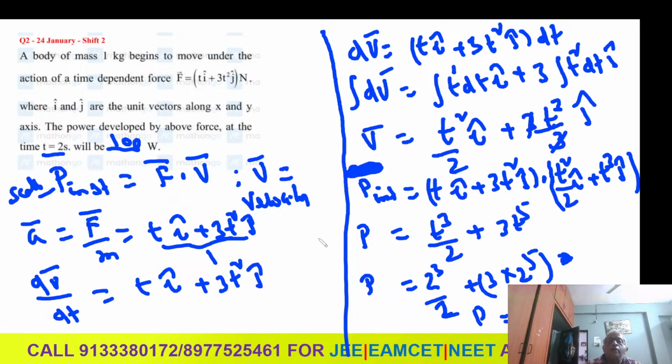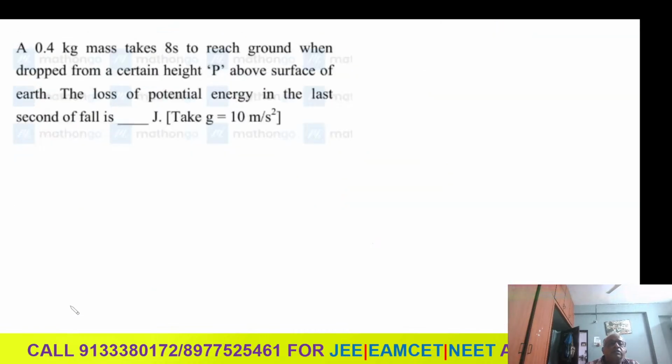100 watts. So this is a variety question where power is equal to F bar dot V bar. a bar is nothing but F bar by m. So F bar is nothing but t i cap plus 3t square j cap by 1. Mass is 1 kg. a is equal to dV by dt, I am writing and finding velocity first. Then I am doing F bar dot V bar and I am getting 100 watts.